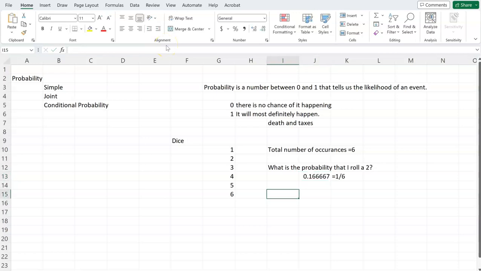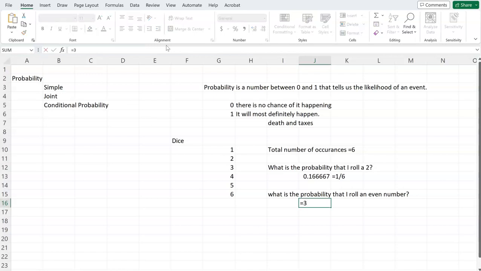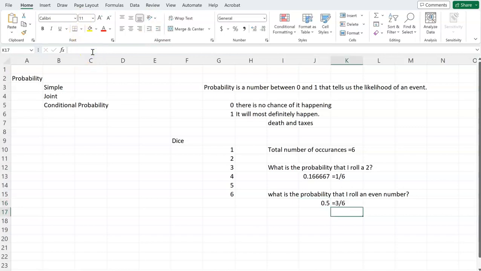Now, what is the probability that I roll an even number? In that case, I have 3 even numbers, 2, 4, and 6. So there are 3 even numbers out of a total possibility of 6 numbers, one on each side of the dice. So I get a probability of half. So in this way, we can see that a simple probability is just the occurrence happening divided by the total number of occurrences that is possible.